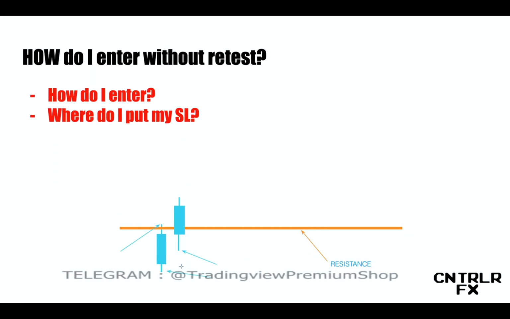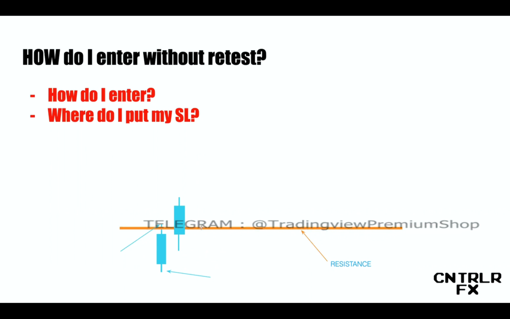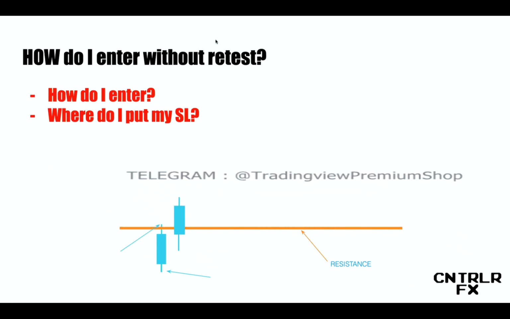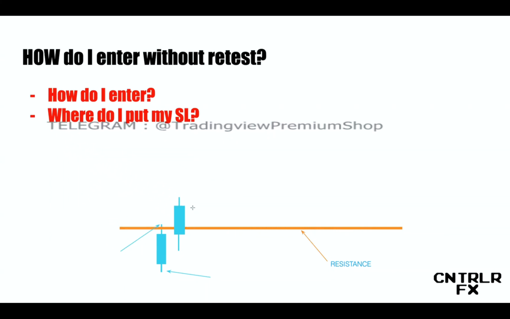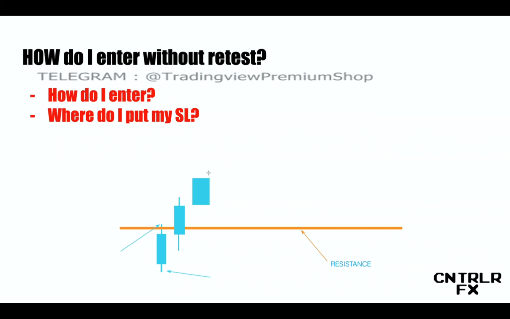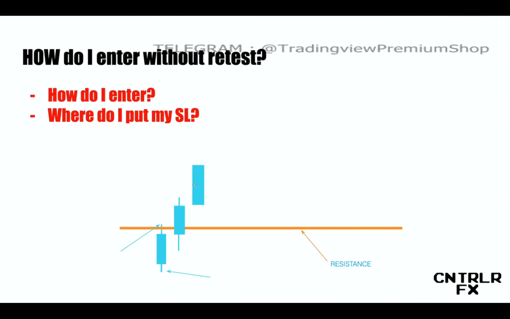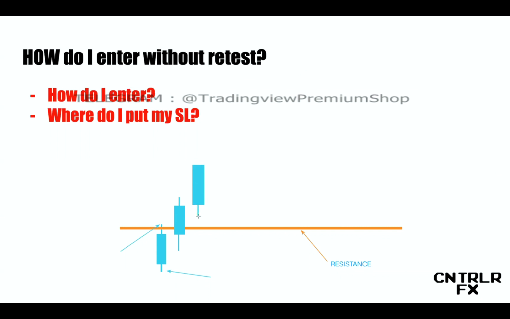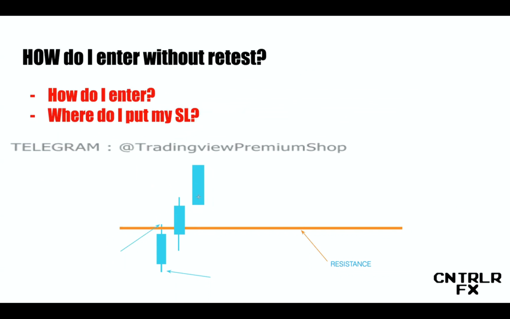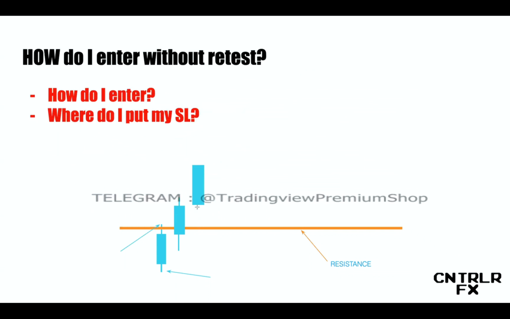So in this case we have price breaking above this resistance. With the next candle being formed, the next candle might not always retest. So this is what I mean. What happens? How do you enter without a retest? The next candle forms, and it doesn't retest this resistance, right? It just forms.